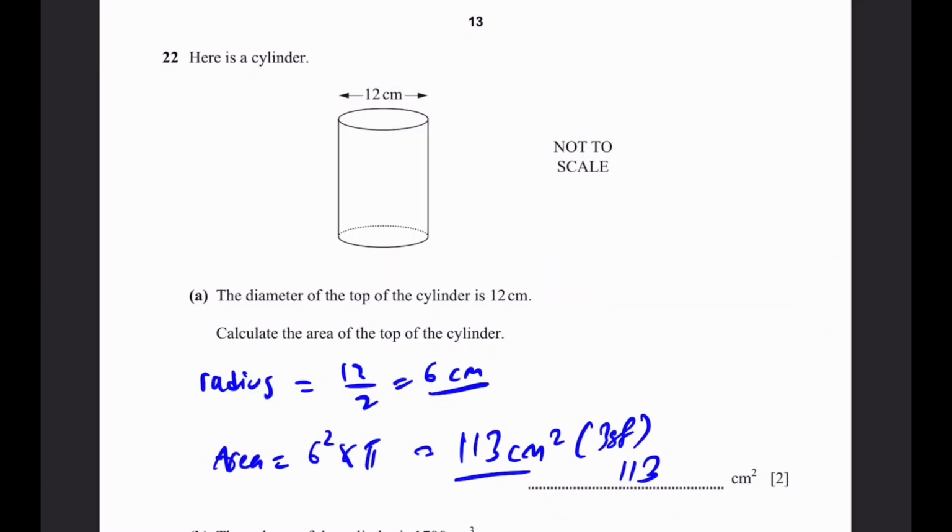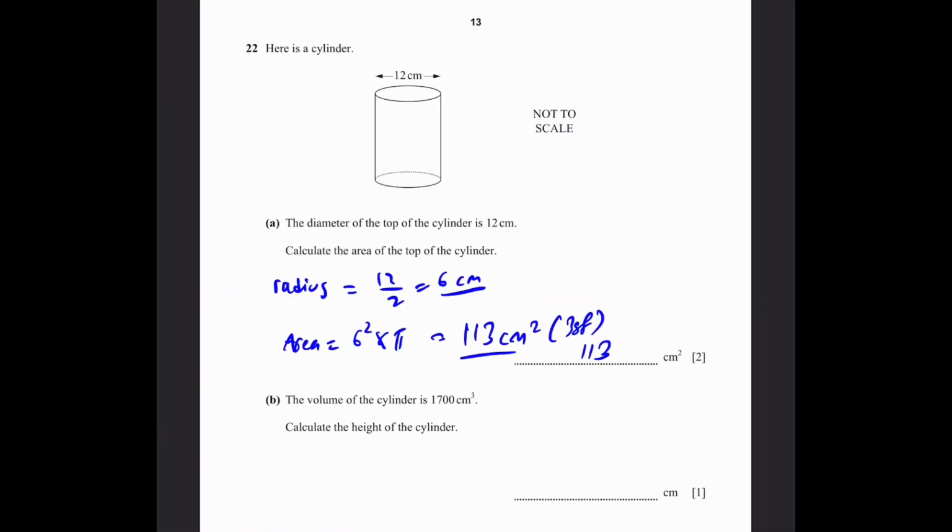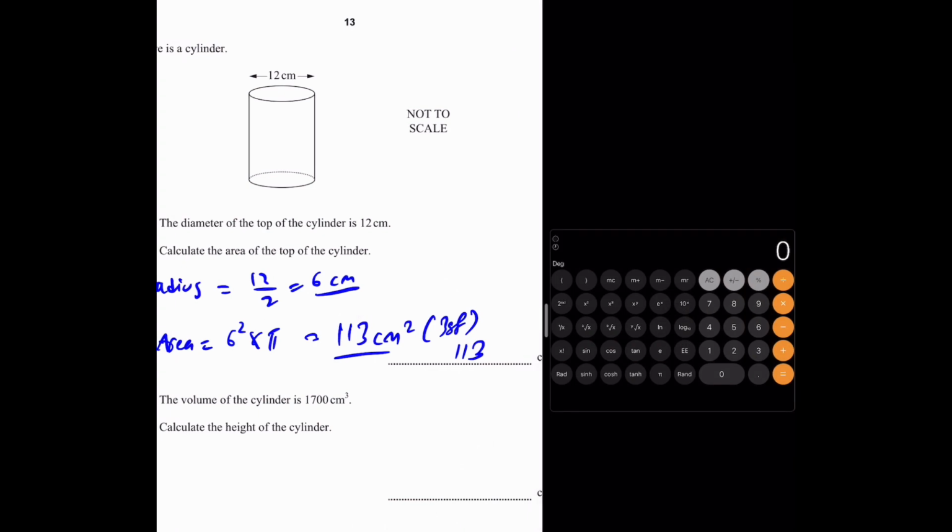Now, to part B, the volume of the cylinder is 1,700 centimeters cubed. Calculate the height of the cylinder. Now let's go back to our calculator to do this. The volume is 1,700, which is equal to the height times the area, 113. So if you want the exact area, we could just do 36 times pi again. That's the actual area. So height is equal to 1700 by 113.097 goes on.